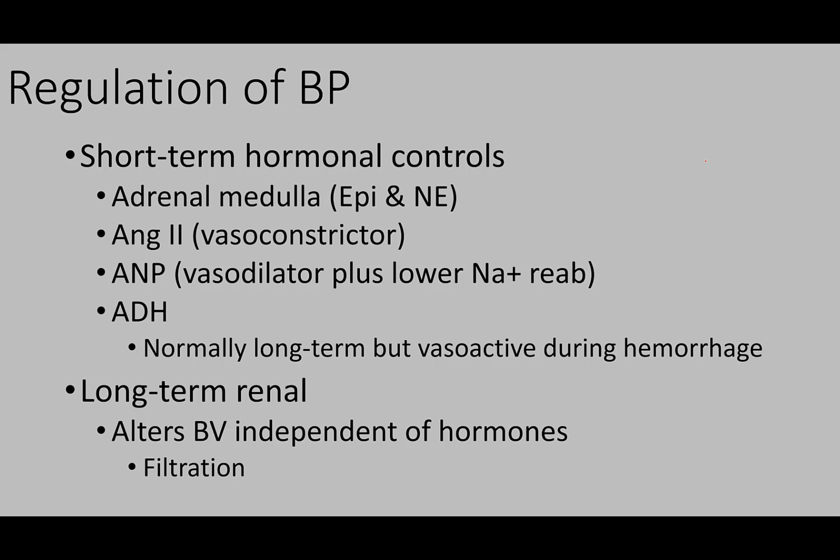Angiotensin 2, I said a little bit ago, was the most potent vasoconstrictor in the body. When it's circulating, it causes vasoconstriction, increasing peripheral resistance. ANP, the atrial natriuretic peptide, is a vasodilator, lowers peripheral resistance, and it lowers sodium reabsorption, lowering blood volume.